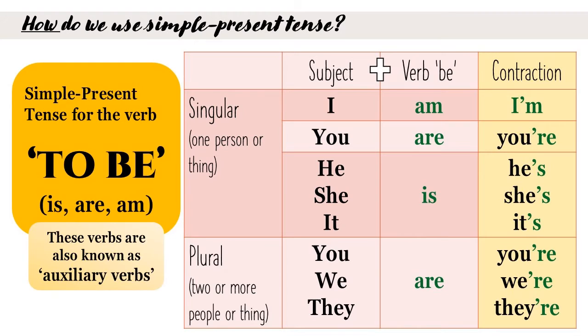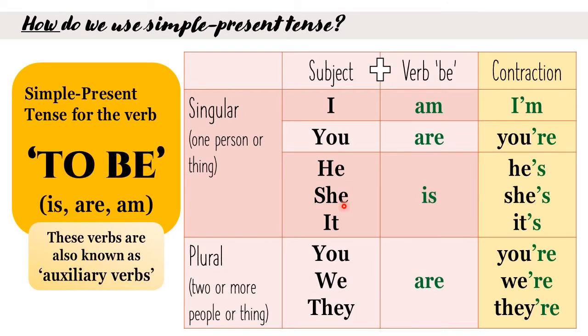Okay, let's talk about the verb to be, okay? To be means it's something that is going to be, right? So for these subjects, the verb to be becomes am, okay? I am. And the contraction, meaning the short form, is I'm. The verb to be for you is are, and the contraction is you're.